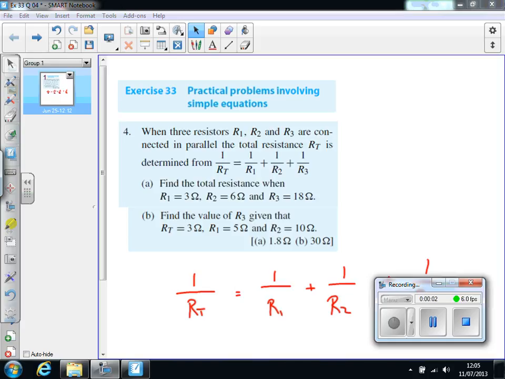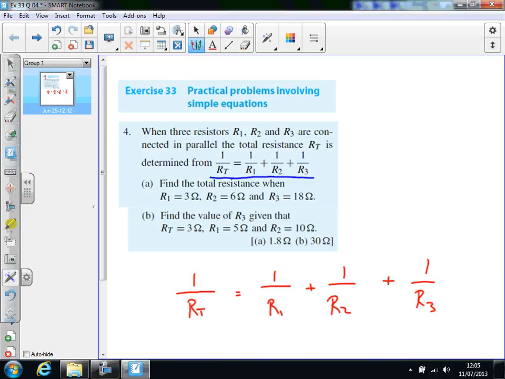Exercise 33, question number 4. In this particular question, we have the formula for parallel resistors: 1 over RT equals 1 over R1 plus 1 over R2 plus 1 over R3, plus however many, 1 over R4 and so on. So this is the formula we're using. We're given some values for R1, R2 and R3, and we have to find RT.